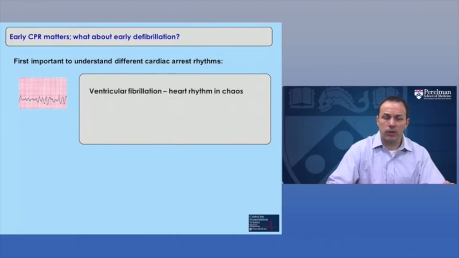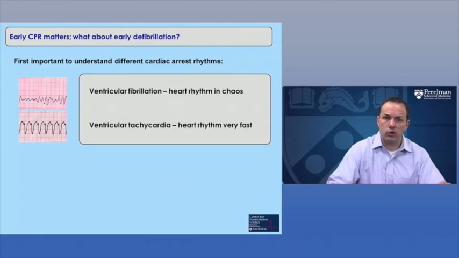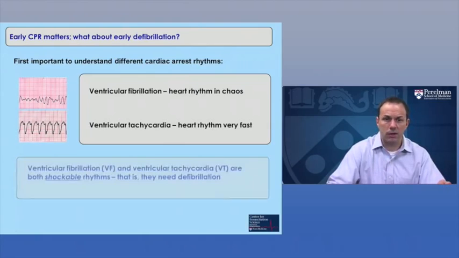One of them, which I shared with you briefly at the start of this lecture, is ventricular fibrillation. That's what it looks like. This is a chaotic heart rhythm where it looks like electrical noise. Another rhythm is called ventricular tachycardia. That's where the heart rhythm is going very, very fast. So these two rhythms are known as shockable rhythms.